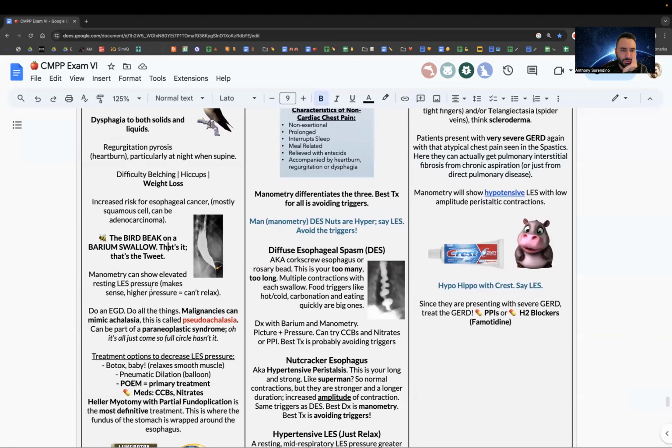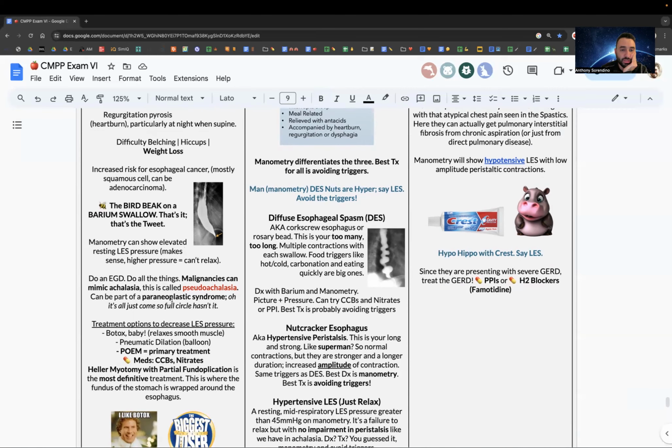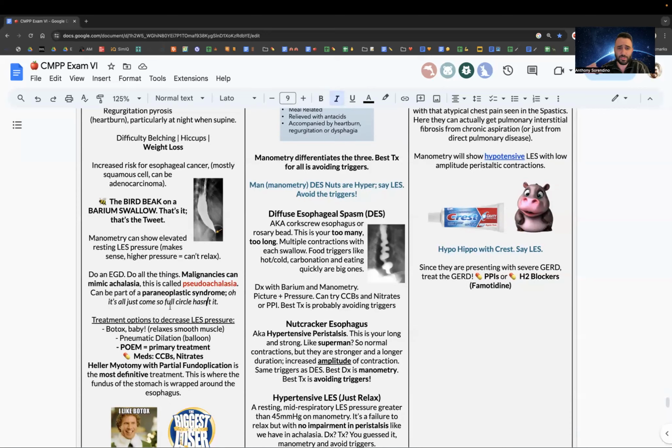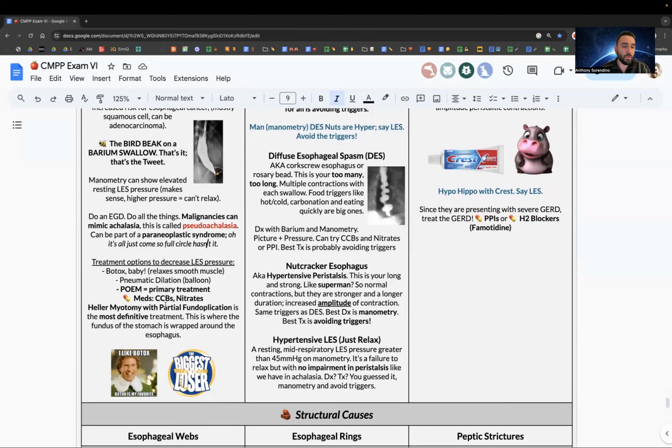All right, so we can do manometry to show an elevated LES pressure. It makes sense: a higher pressure means it can't relax, it can't open up. We can do an EGD. You want to do an EGD specifically to look for malignancy, because all of these symptoms of achalasia can mimic a malignancy. It's actually called pseudoachalasia. Some other things can cause that too, but I think the big one is a malignancy, and this can actually be part of a paraneoplastic syndrome. There's a couple of really interesting treatment options here. You can use Botox to relax the sphincter and let the food through.